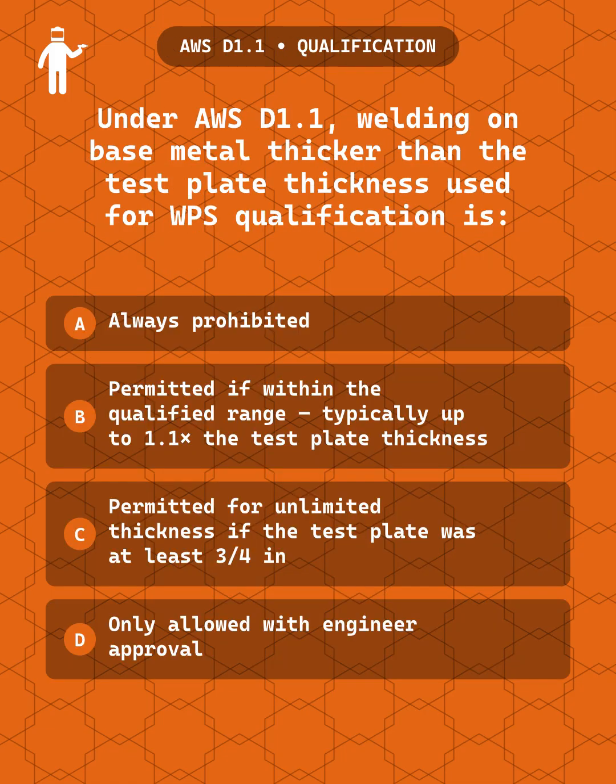Question 7. Under AWS D1.1, can you weld on base metal thicker than the test plate used for WPS qualification? Is it A, always prohibited, B, permitted within the qualified range, typically up to 1.1 times the test plate thickness, C, permitted for unlimited thickness if the test plate was at least 3/4 inch, or D, only allowed with engineer approval?